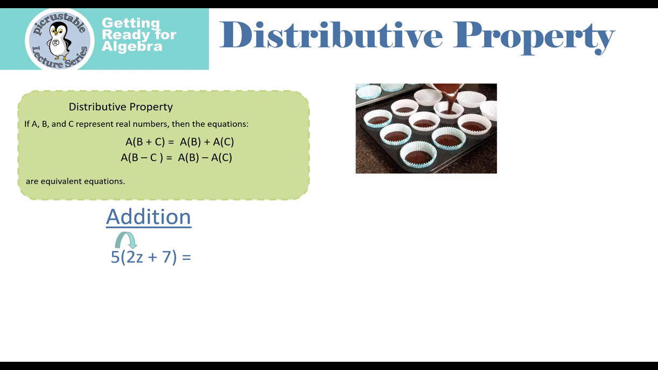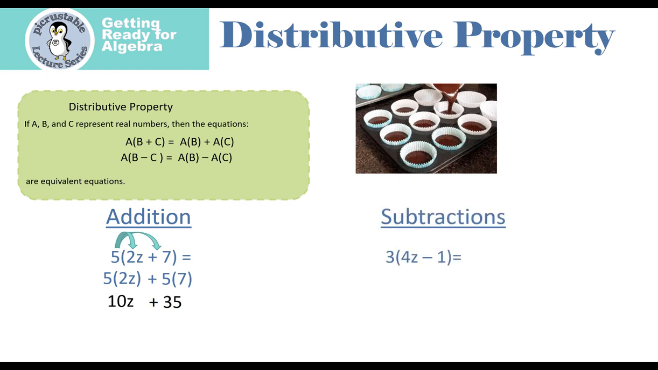So I'm going to take 5 times 2z. Then I'm going to take 5 times 7. That's the distributive property. Anytime I have a number or a letter next to a parentheses, I'm going to distribute that into the parentheses. 5 times 2z is 10z, and 5 times 7 is 35.